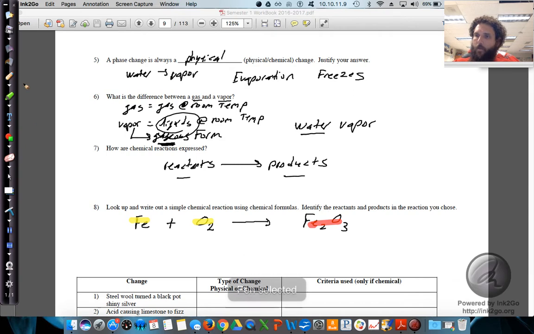So let's go ahead and write that out here. Again, reactants and products. For the test, you'll have to be able to identify those types of things. You don't have to come up with your own chemical reaction. All right, let's wipe this.